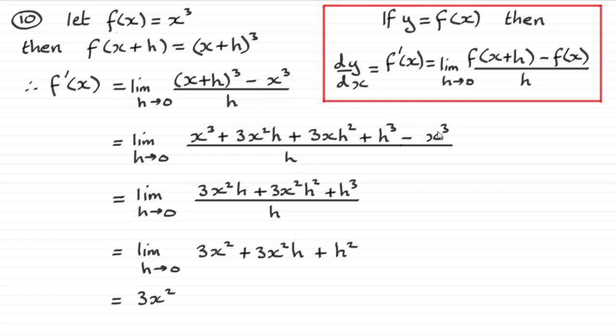The x cubes cancel, leaving me with this expression on the top here, and then I can divide each of these three terms by h, and that gives me this result here, 3x squared plus 3xh plus h squared. And now what I do is I let h tend to 0, so these two terms will disappear, just leaving me with 3x squared. Okay, so there's a very standard question. Do check out videos on differentiating by first principles if you've got any problems there.